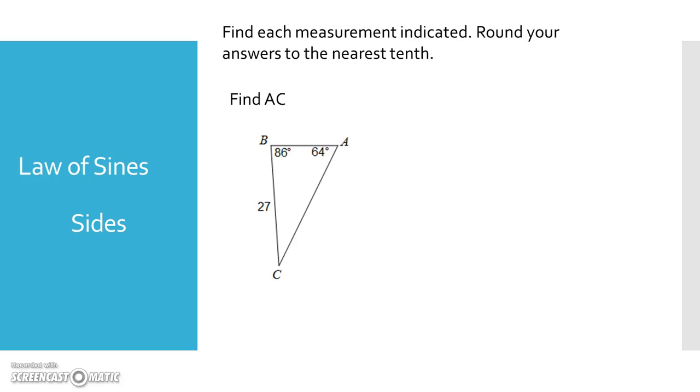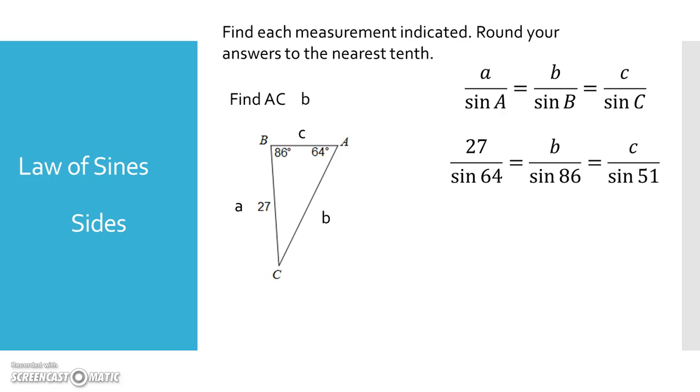This is another law of sines question, so we're going to do another one of these. Same formula, we need to know that lowercase a is 27, lowercase b we don't know, lowercase c we don't know. We're looking for AC. AC is b. So when we fill in our equation, a is 27, capital A is 64, b is lowercase b, and then capital B is 86. We know nothing about the c's, so we ignore c completely. This is 27 over sine of 64 equals b over sine of 86.